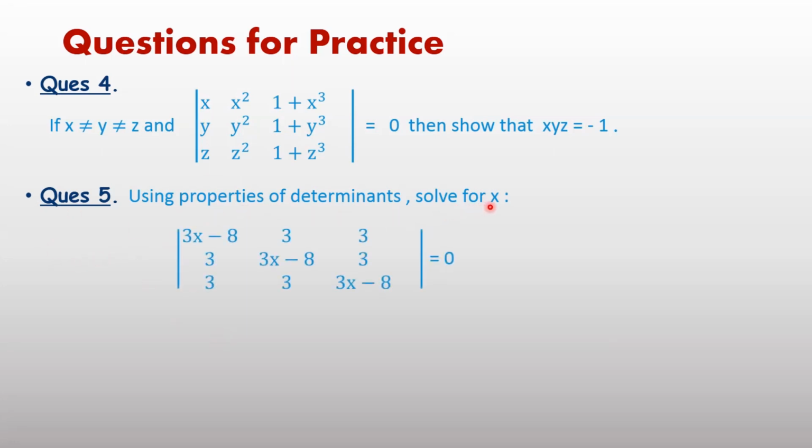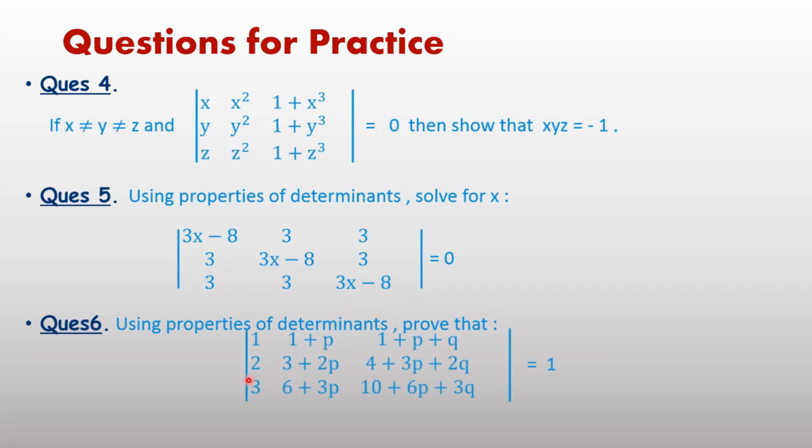Now here, solve for x. You have to not prove this result. Remember, it is not given that prove this. Solve it. It implies using property just to simplify it. And also very easily you can write R1 replaced by R1 plus R2 plus R3. We will get common element. Take common, then introduce maximum number of zeros. And after that simplify and then you can find the value of x.